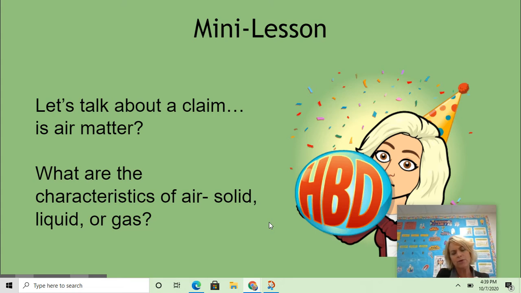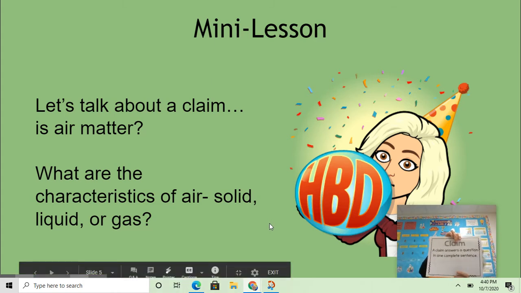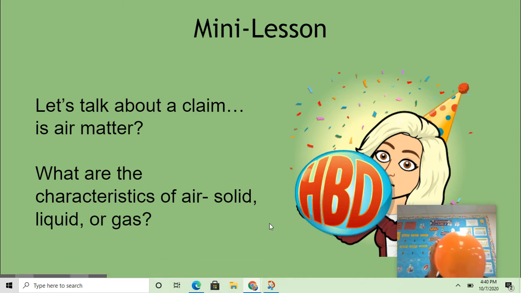So we're back to, let's talk about a claim. I've been asked a question. Okay, so here's what a claim is. A claim answers a question in one complete sentence. So, can I say that air is matter? It is a gas. Can I make that as my claim?